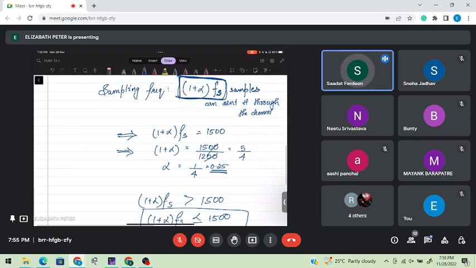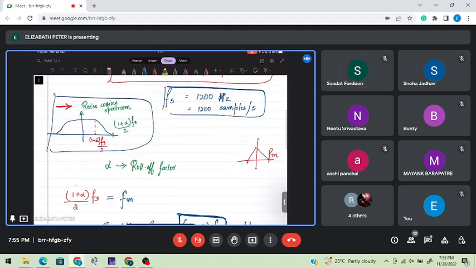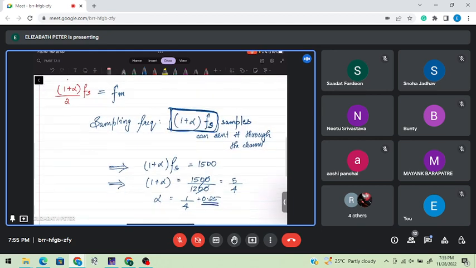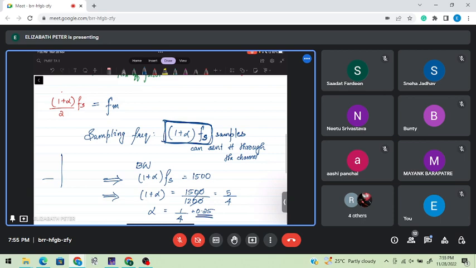And if alpha goes beyond that, then you'll be going over the capacity. Or if you're having another problem, as Hari Prasad pointed out, you can take the bandwidth to be twice fm, 2fm. See, you are sending it through a bandpass channel, right? So you can take the bandwidth to be 2fm, and then equate it to 1500 if you're having doubt.